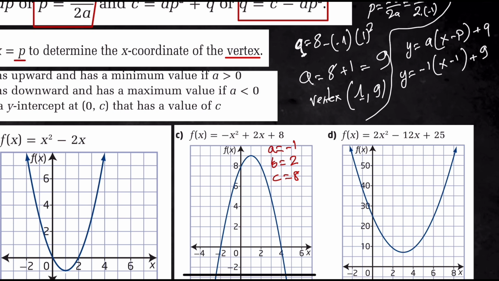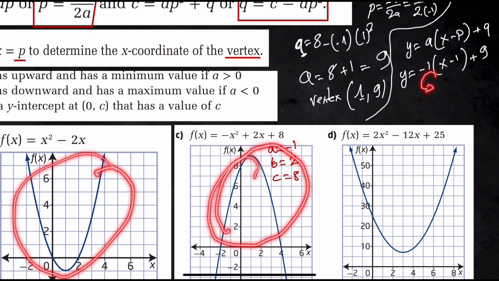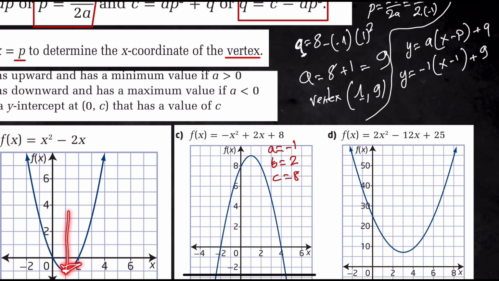Good. So now I see from this equation that my parabola was shifted right 1 unit and up 9 units, and it was reflected downward because my a is negative. This is exactly what you can see from here. It is the same as this one, shifted right 1 unit, up 9 units, and flipped downward because my a is negative. Perfect.